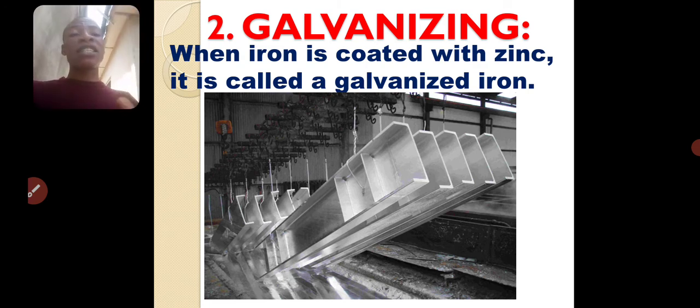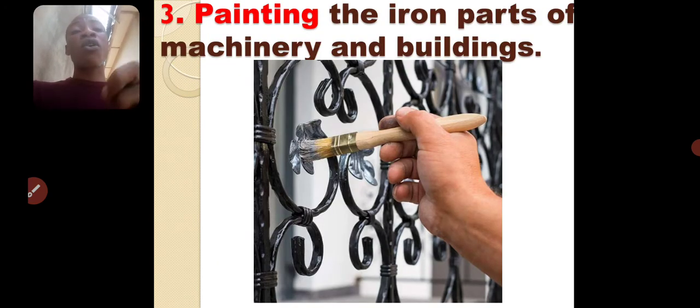You melt the zinc. As you can see in the picture, the zinc is in the liquid state. Then you dip the metal inside the liquid zinc and remove it. As you remove it, the zinc will solidify and cover the metal. You call that galvanizing. When you coat a metal with zinc, you call that a galvanized metal. That's another method of preventing corrosion. The third one is painting.